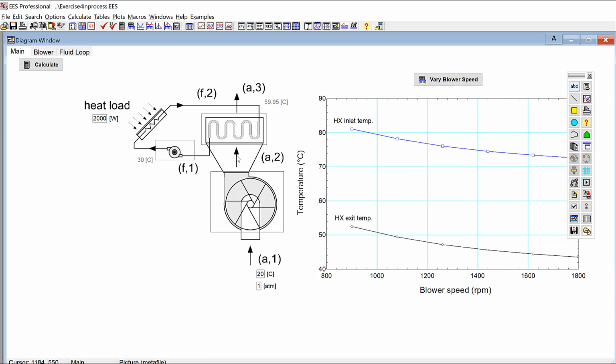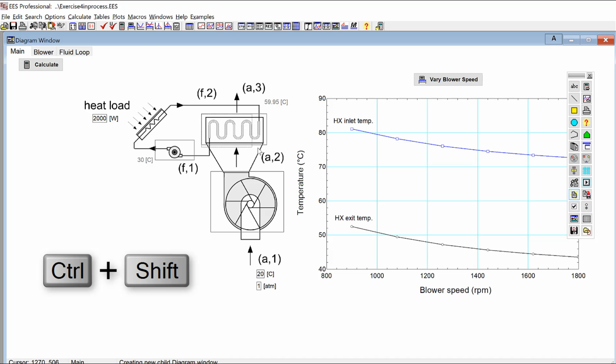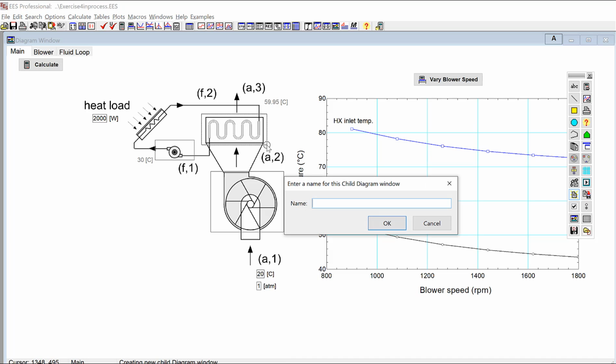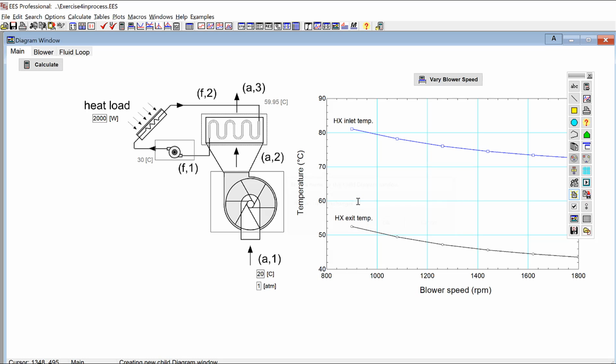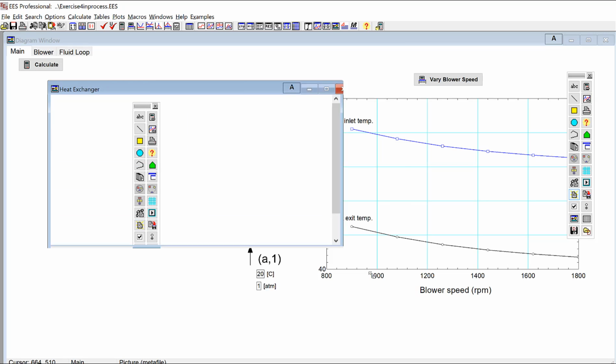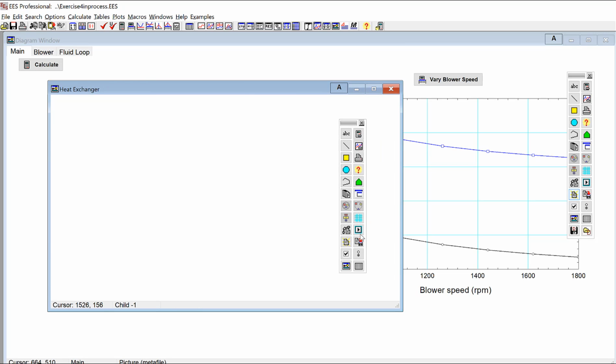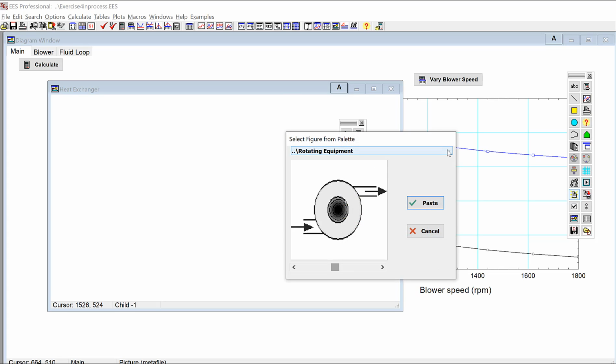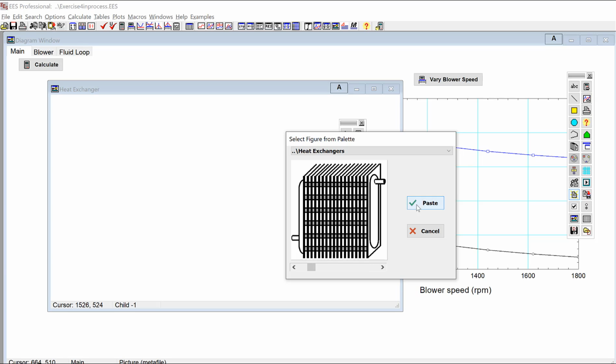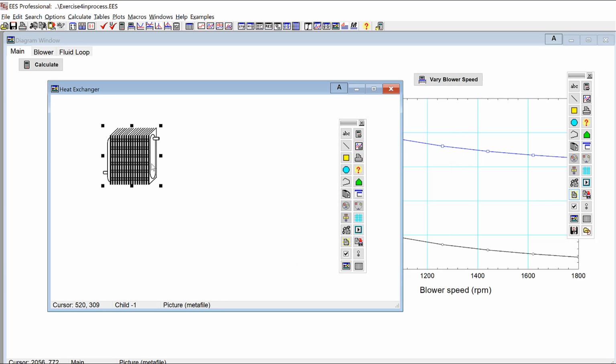And then finally, I guess we have the heat exchanger here. So let's see, the heat exchanger, I'll control and shift, and we will specify this hot area. Call this heat exchanger. And maybe go to the palette and find a picture of a heat exchanger. So heat exchangers, maybe something like that. Pull it down.